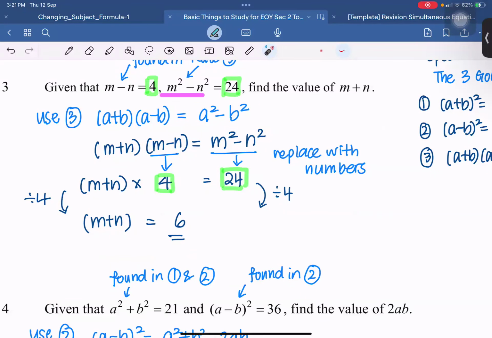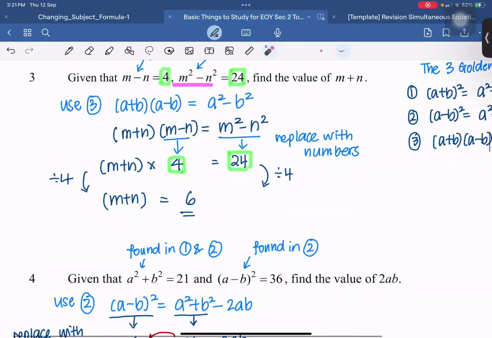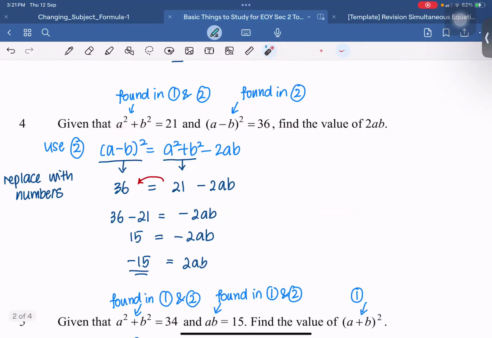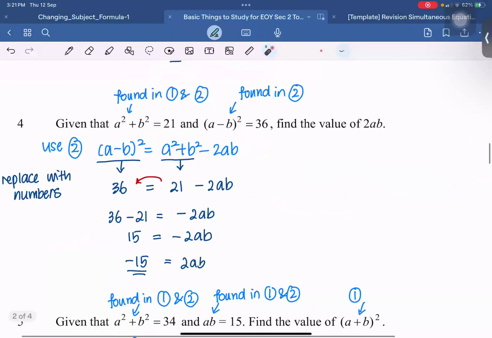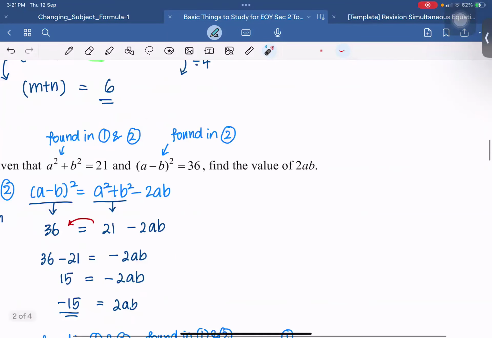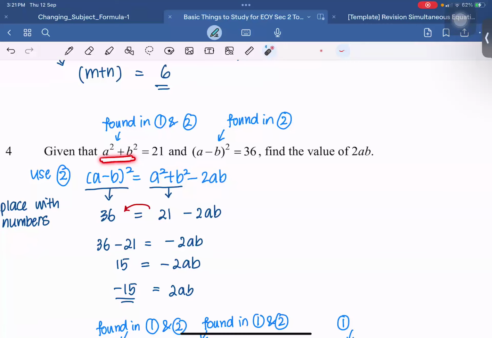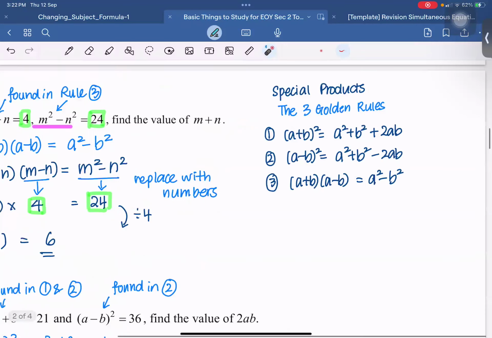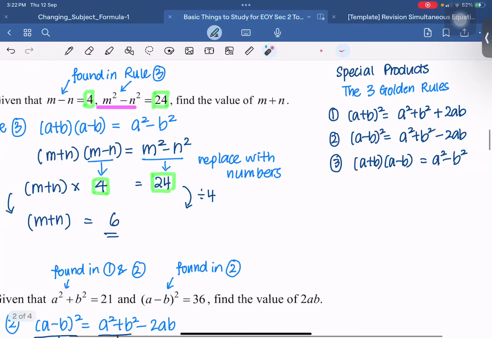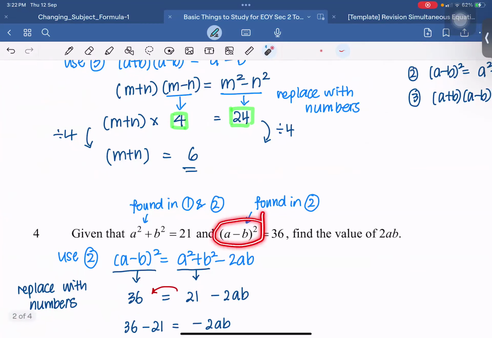Okay, next part of the question. Next one, question number 4. Same pattern again. You see a plus b square, something square, and add 2ab. This means I must use one of the special products. Let's check my rules. Number 1 has a square plus b square. Number 2 also a square plus b square. Next one, a minus b whole thing square.